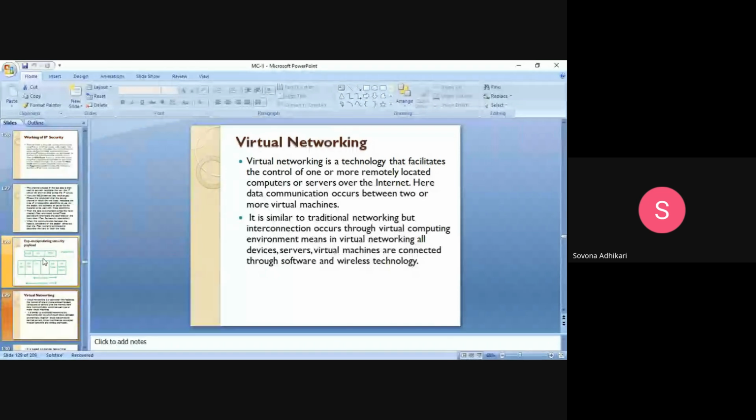So when we are sending data or communicating with others, we only know that we are connected to the destination, source and destination, and then we communicate. But you see, in between the communication, there are different remotely located servers and virtual machines connected.